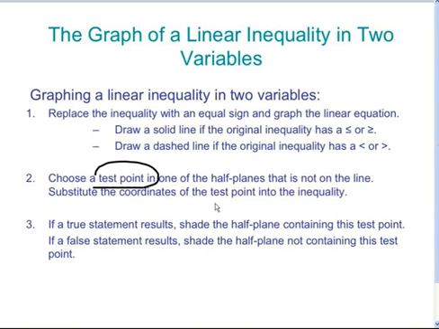You're going to take your test point and you're going to substitute it into the inequality. And you're going to check. If you have a true statement, then you're going to shade over top of that point. If you have a false statement, then you're not going to shade over top of the point. You're going to shade on the other side of the line.